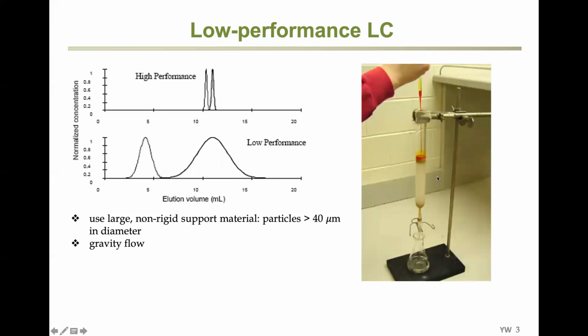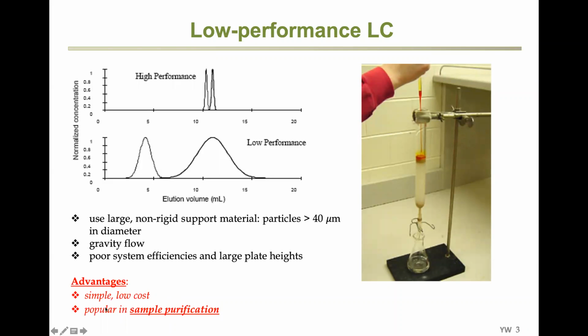But it does have its own applications. For example, if you're in a biochem lab, maybe you run this type of column to separate a protein from a mixture. If you want to purify your product, you only want a specific product from your solution, so you can use this to achieve the purification purpose. Even though it has poor system efficiency and very broad peaks, it's simple, it's low cost, and it's popular in sample purification, especially in the biochem labs.